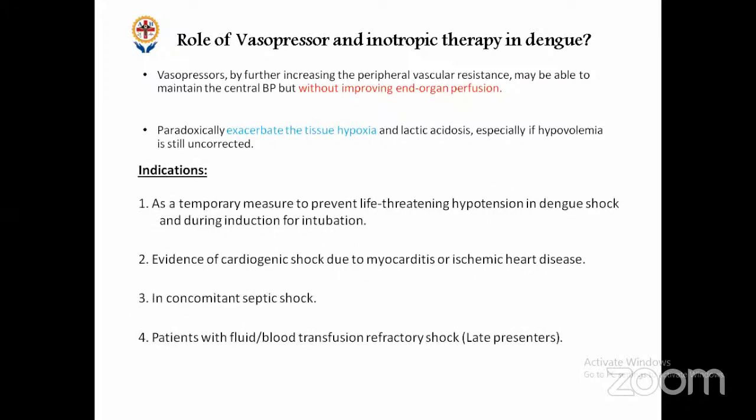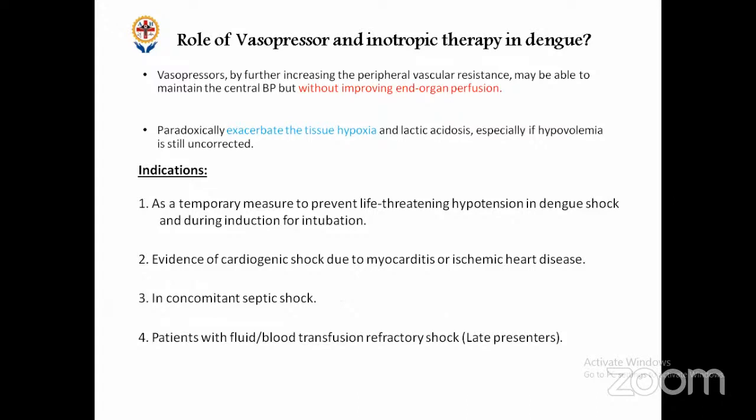The indication is as a temporary measure, like intubation. During intubation, we anticipate a fall in BP, so we can try starting a vasopressor at that point of time. And if we have cardiogenic shock due to myocarditis, or even ischemia, profound hypotension can cause myocardial stunning. There also you can try adrenaline. And if you have added septic shock, you can try a vasopressor like noradrenaline.